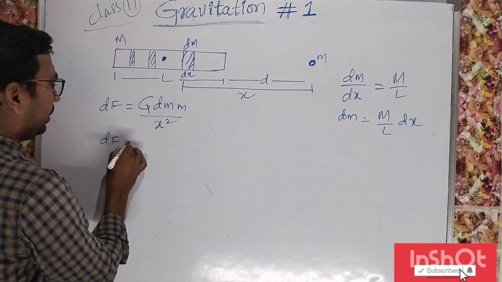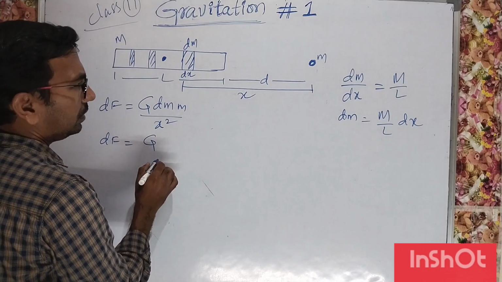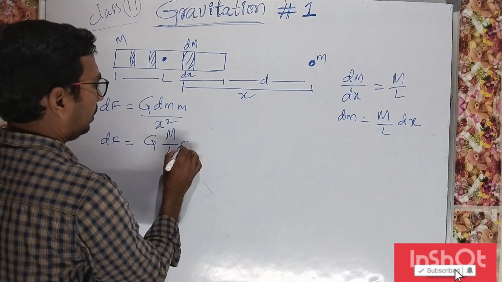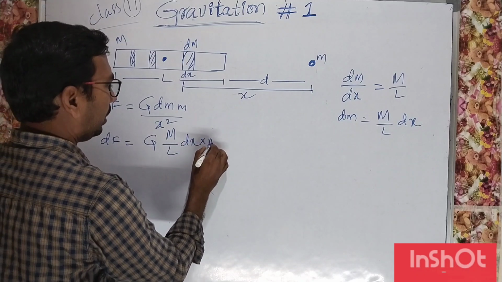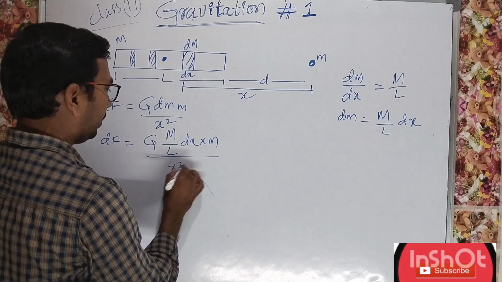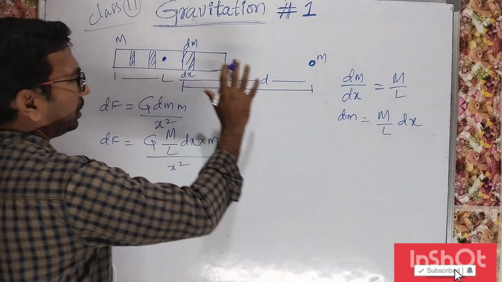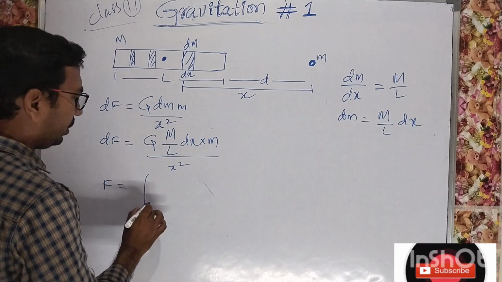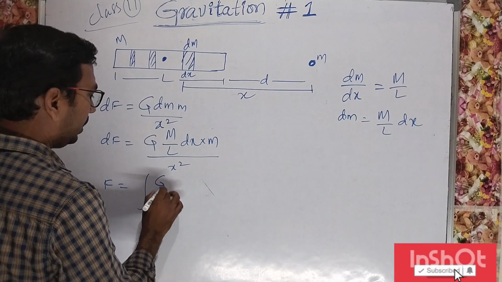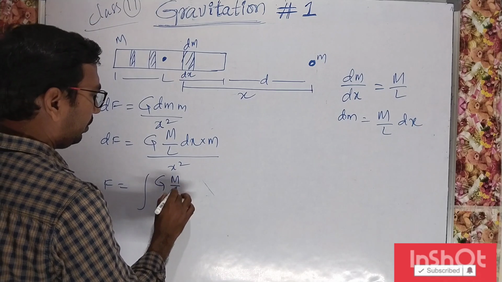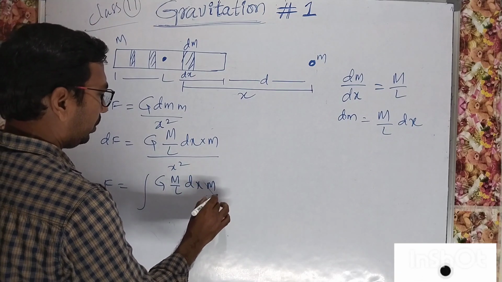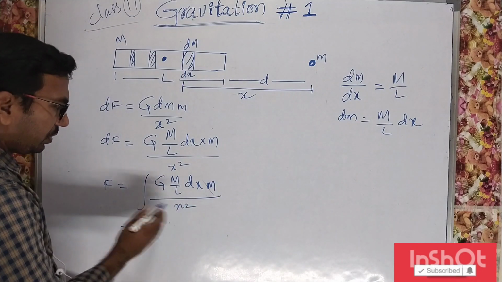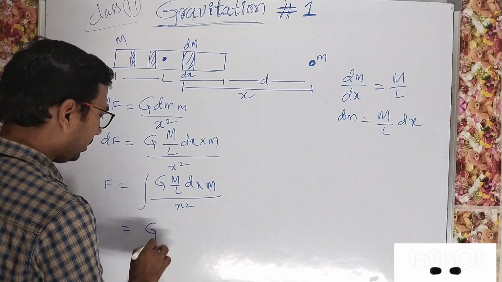Substituting in place of dm, dF is equal to capital G capital M by L dx into m by x square. You can integrate this to get the total gravitational force. F is equal to the integration of G capital M by L dx into m by x square. The constant terms, G, capital M, L and m, can be taken common.